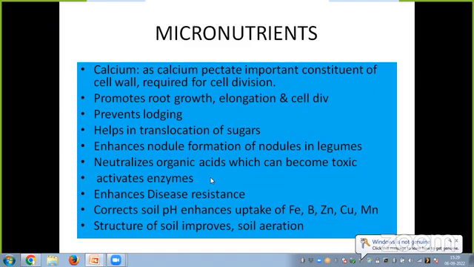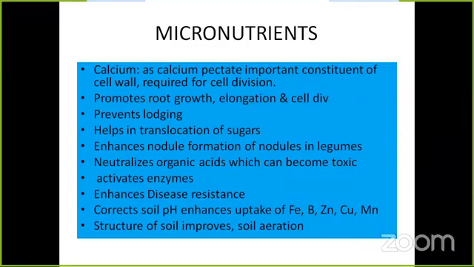When calcium is applied in correct quantity in soil by any method, it is going to correct the soil pH or soil acidity. If you are moving from low to normal pH, then uptake of iron, boron, zinc, copper, and manganese will be better. Otherwise, under very acid conditions, that can be blocked. Soil structure improves and soil aeration also improves. That is why we apply calcium salts like gypsum, calcium sulfate, in case of alkaline soils.